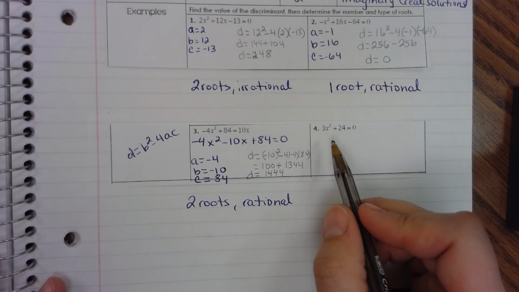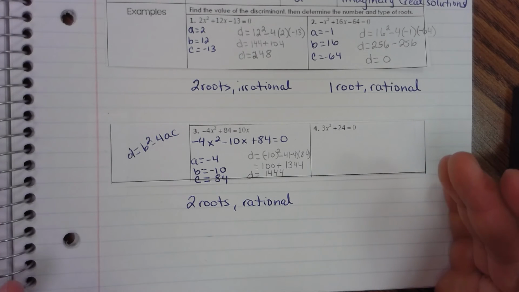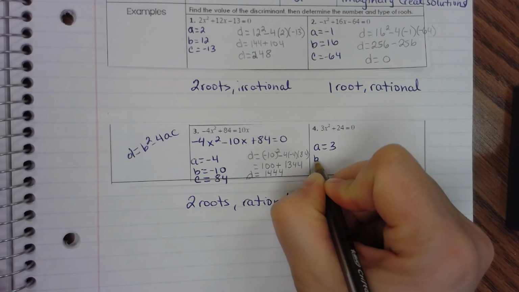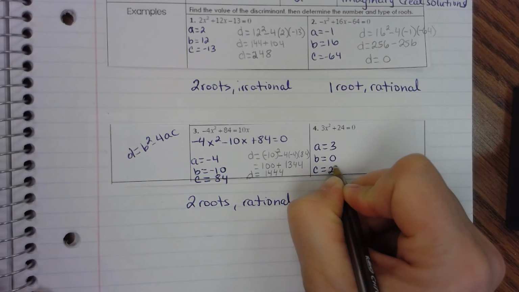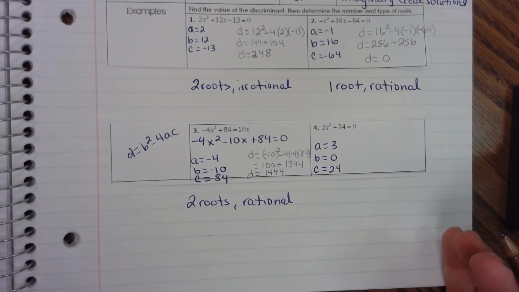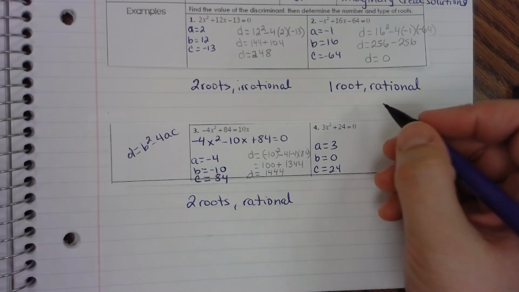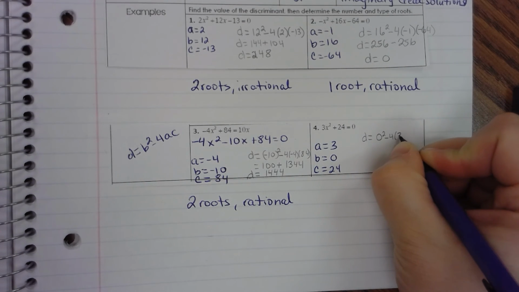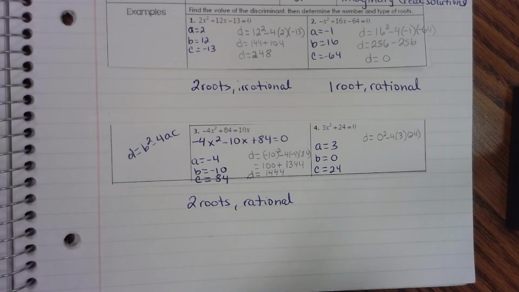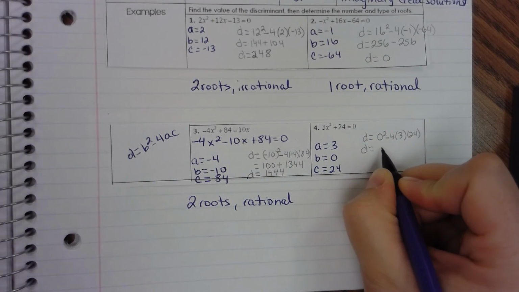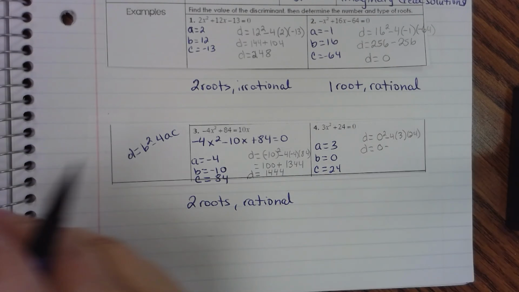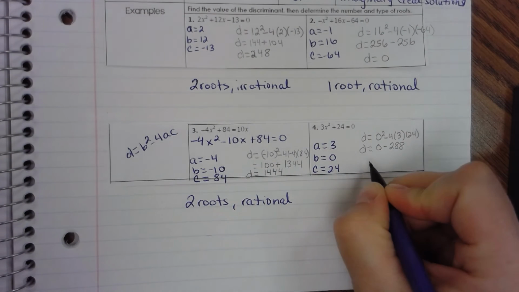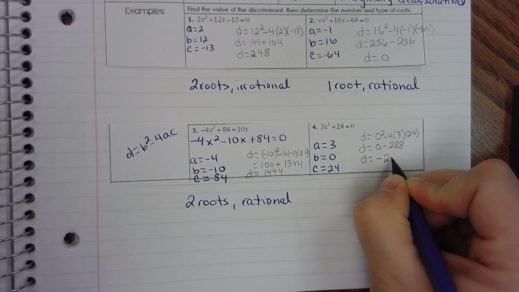In example 4, we're missing the B value, and that happens sometimes. So what we want to do is we're just going to say that A is equal to 3, B is equal to 0, and C is equal to 24. It's okay to have a 0. That's a number as well. So we go ahead and we say that D is equal to 0 squared minus 4 times 3 times 24. And so D is equal to 0 minus 4 times 3 times 24 is 288. And so D is equal to a negative 288.